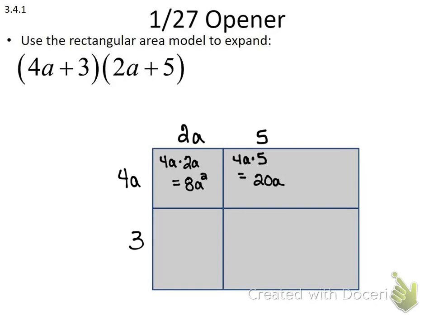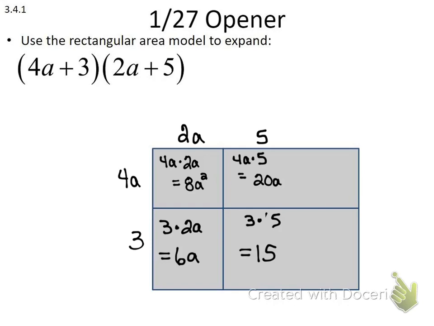Okay, bottom left, Riley. 3 times 2A. Which equals? 6A. And bottom right, Hannah. 3 times 5. That's right. And what is that? 15. That was painful. Okay. Times 15. Oh, you know. There we go.